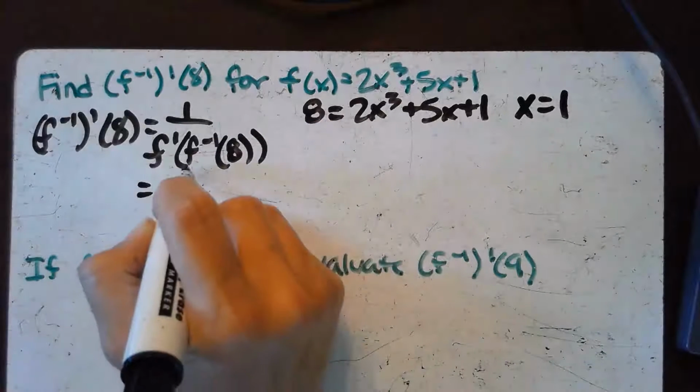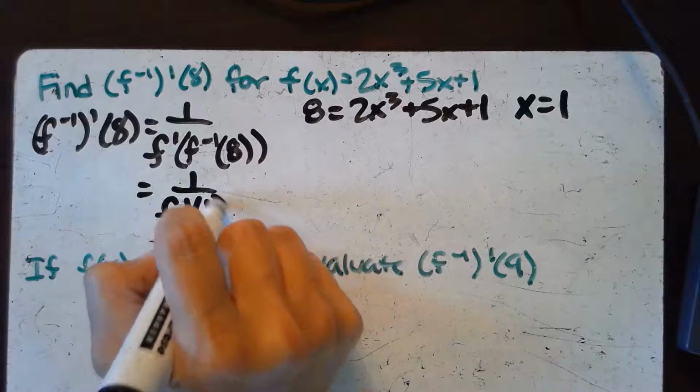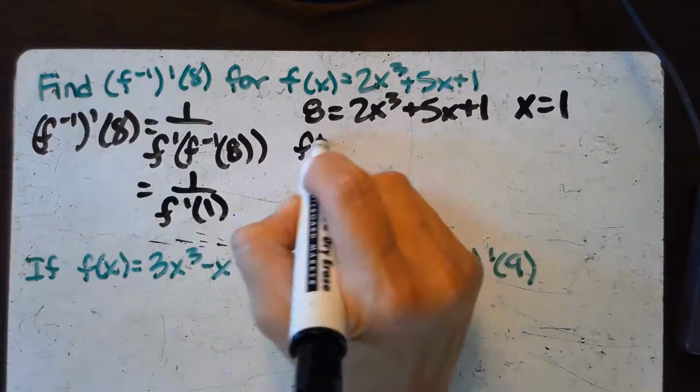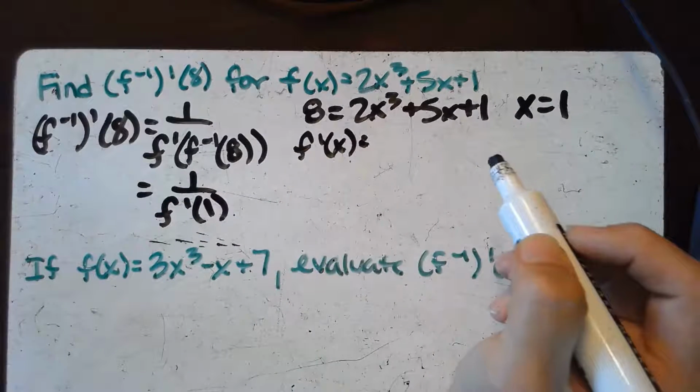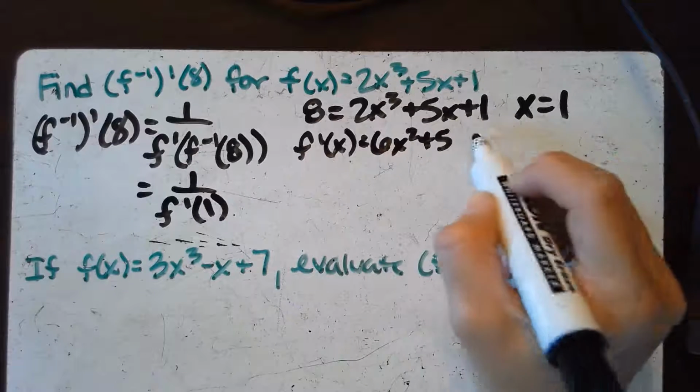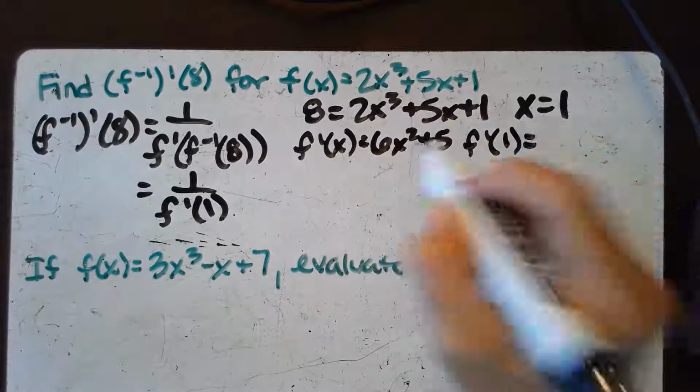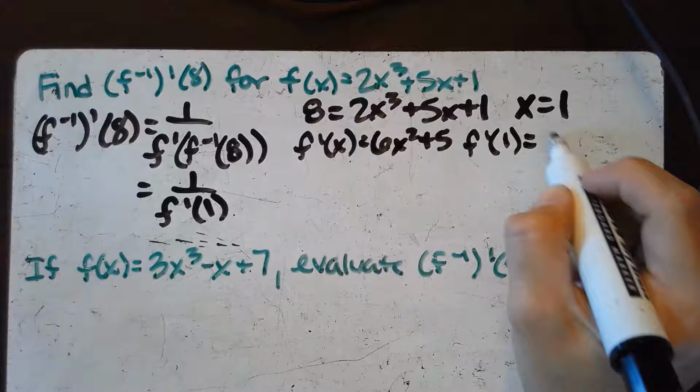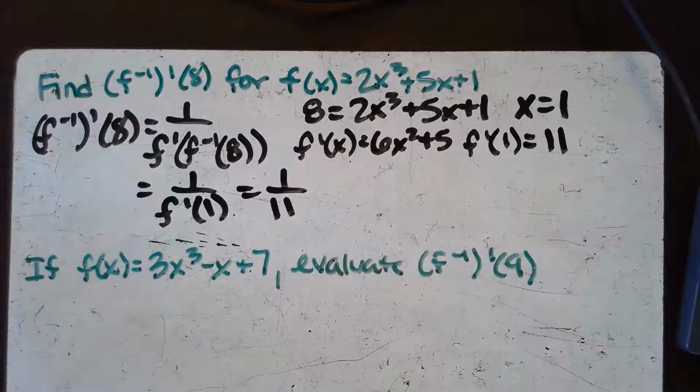So this is 1 over f prime of 1. I've got to find f prime, so that's going to be 6x squared plus 5. Then when I say f prime at 1, when I plug 1 in there, 6 plus 5 is 11. So this makes 1 over 11.